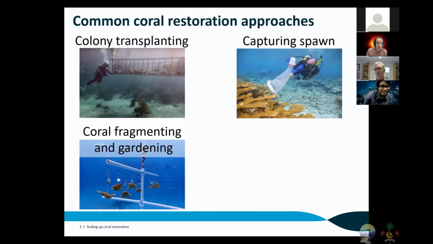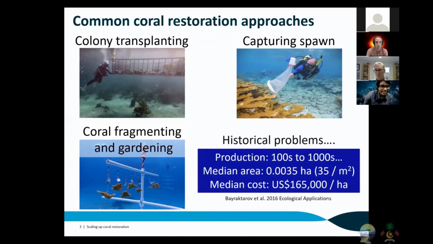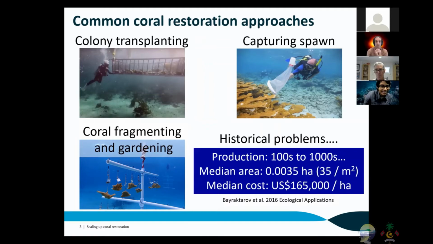But a recent-ish analysis also provided that there's some historical problems with these approaches, that production is quite low in terms of how many colonies are produced, that the scale at which these work is done is often quite small, and it's been driven a lot by experimental work, and the median costs have been historically high as well. Now these are medians, and there are outliers either way as well. So there are examples of really low cost techniques as well, and really large scale studies as well. And these are coming out more and more in the literature and from practitioners.